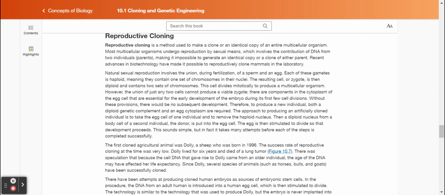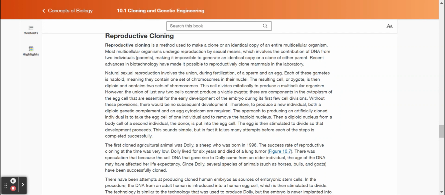However, the union of just any two cells cannot produce a viable zygote. There are components in the cytoplasm of the egg cell that are essential for the early development of the embryo during its first few cell divisions. Without these provisions, there would be no subsequent development. Therefore, to produce a new individual, both a diploid genetic complement and an egg cytoplasm are required.